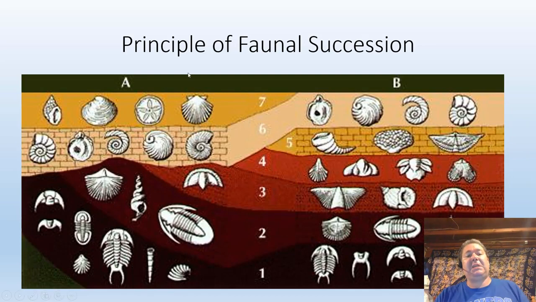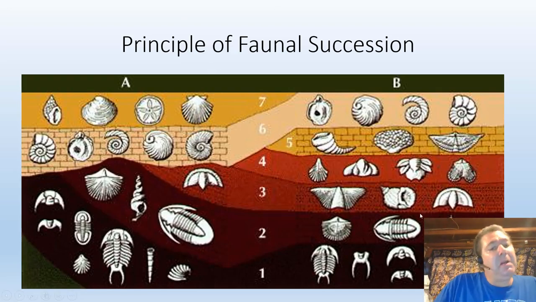Here's an example of faunal succession. Say this is site A, and this is site B, and in between them we don't know what's going on. But we can infer based on the fossils. If we find these fossils, this is one layer, next layer, next layer, next layer, next layer, next layer. If we look at the other site, we see a similar sequence. So we find those oldest fossils.